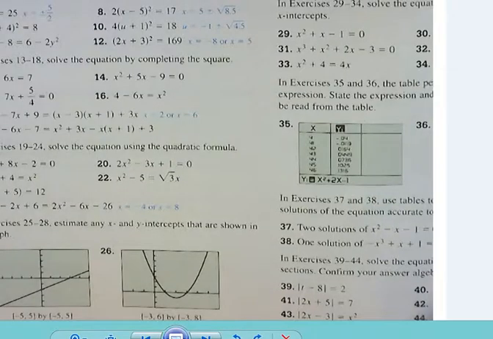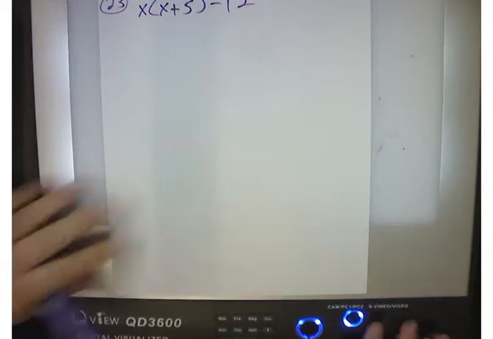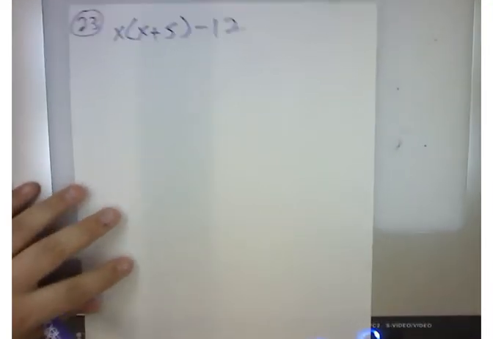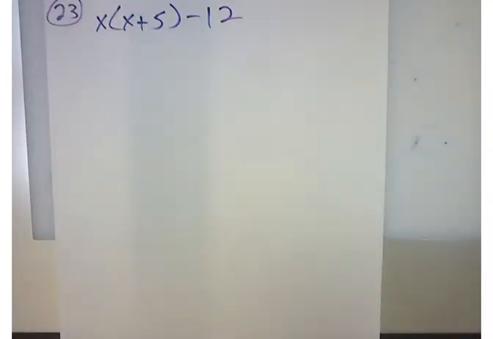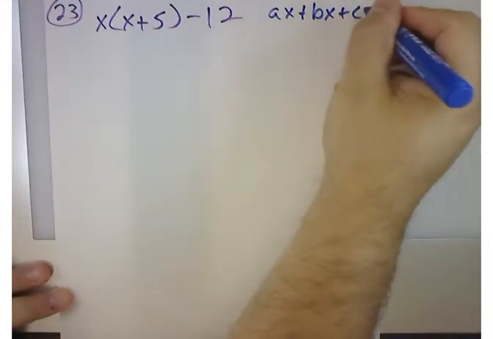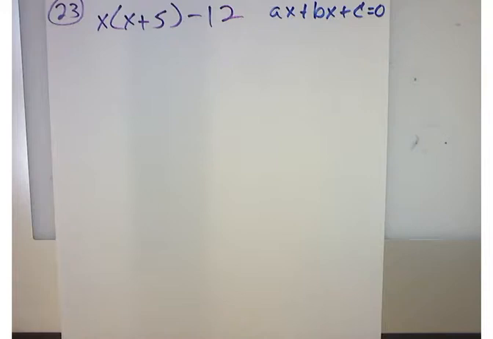So if you look at example number 23, it says that you have to solve the equation by using the quadratic formula. So problem number 23 is x times the quantity x plus 5 minus 12. Okay? And we've got to solve that using the quadratic formula. In order to solve it, it needs to look like ax² plus bx plus c equals 0. Now we're going to assume that that's all set equal to 0.